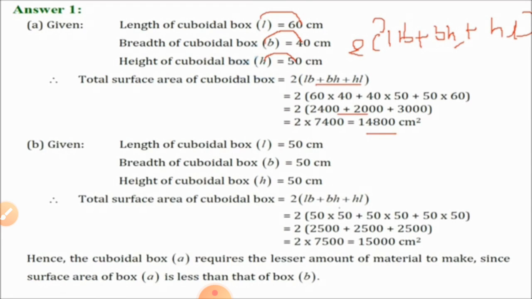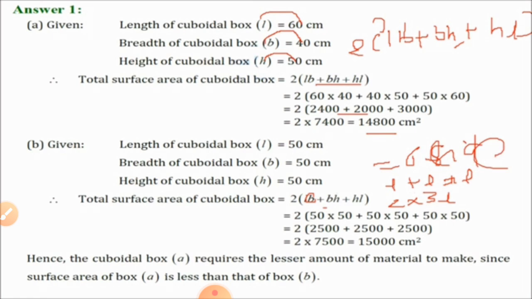Now for figure B, L, B, H is also there: 50, 50, 50. Final answer is 15,000 centimeters square. So comparing both A and B, A requires the lesser amount of material to make, since the surface area of box A is less than box B. So to make the box, the cube requires more and the cuboid is less. You understood what I am explaining? Yes. In the side work also I am using the red pen to get the final answer.